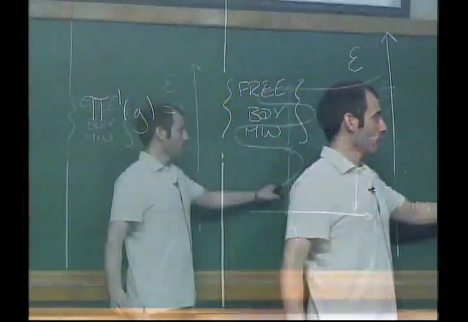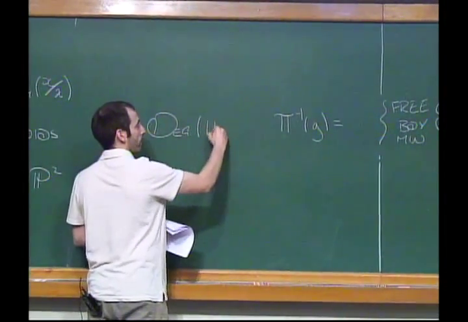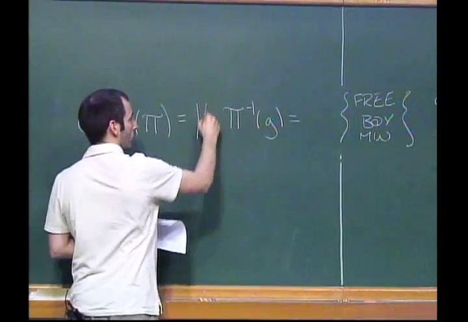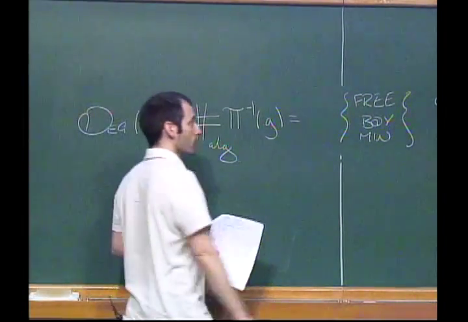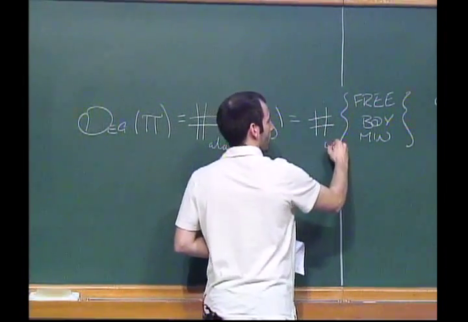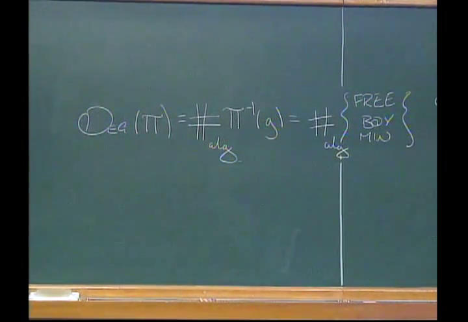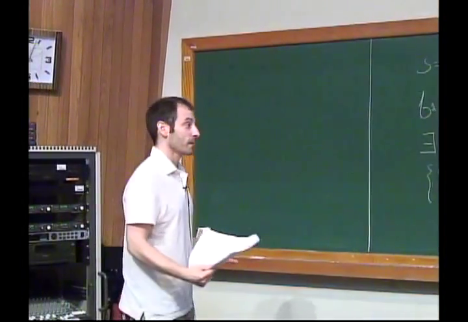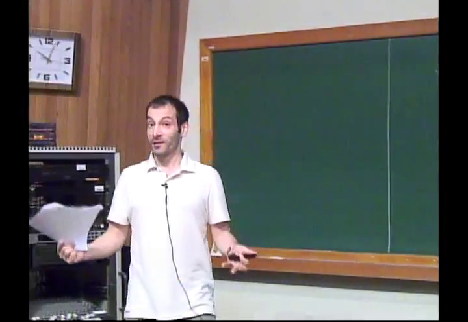At the same time, we know that the degree simply counts algebraically the number of points in this inverse image. So we know that if the degree of pi can be defined, then the degree of pi is simply equal to the algebraic number of elements in pi minus 1 of G, and this is equal to the number, counted algebraically, of free boundary minimal surfaces for that metric. So if we can show in particular that this degree is non-zero, then we know that there has to exist a non-trivial quantity of free boundary minimal embeddings. That is to say, there has to exist at least one.